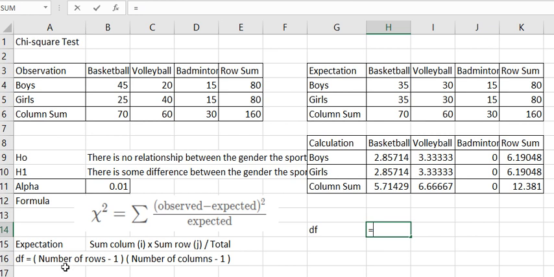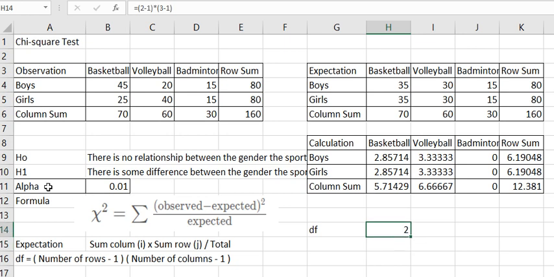And now we need to find the df. The df is the number of rows minus 1 multiplied by the number of columns minus 1. So we can see that we have only 2 rows, minus 1, multiplied by 3 columns minus 1, and you get 2.